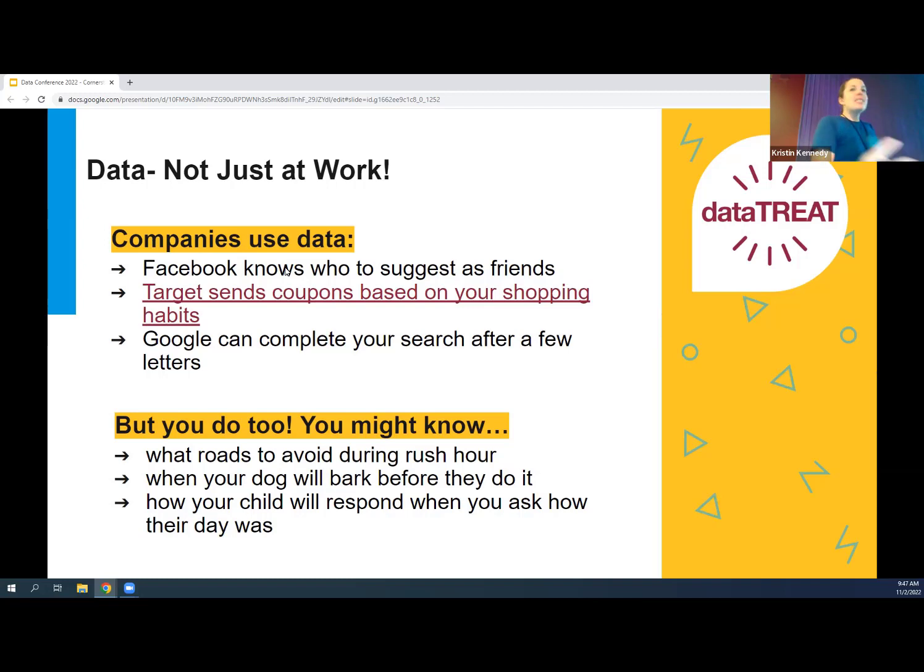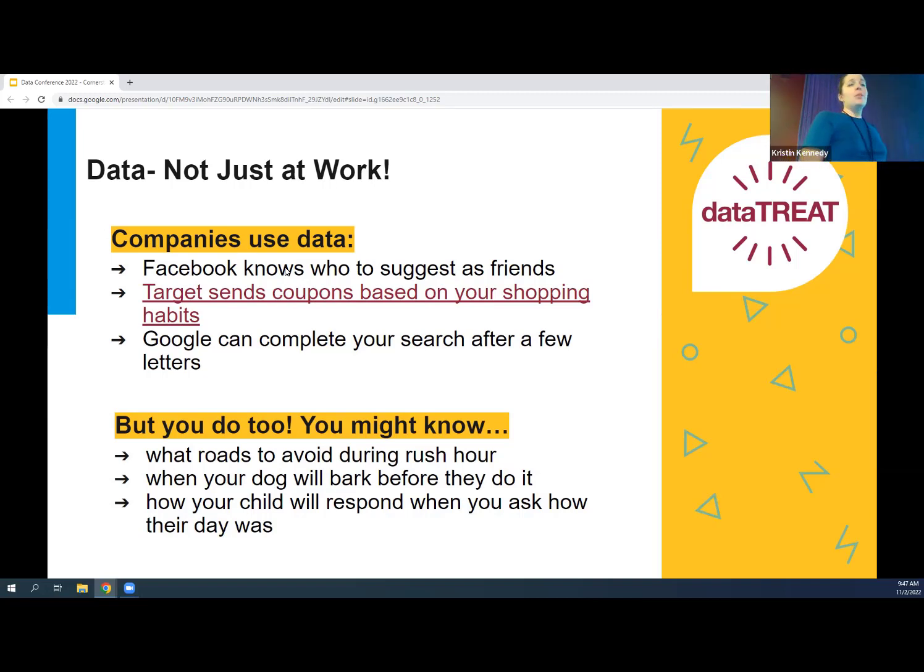So these companies are getting these data points from you, but they're not necessarily numbers, they are habits, they're trends. And then of course, Google can complete your search in a couple of letters. It creeps all of us out. You press A, L, and then all of a sudden you have exactly what you're looking for. It's data points. But you also have an ability to keep these data points in your head. You just may not consider them data points.